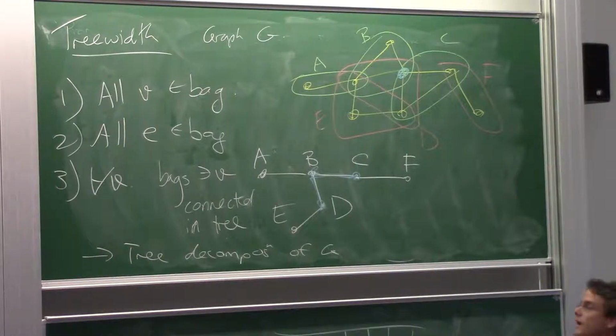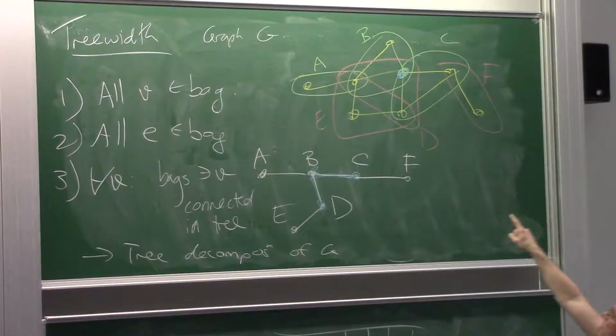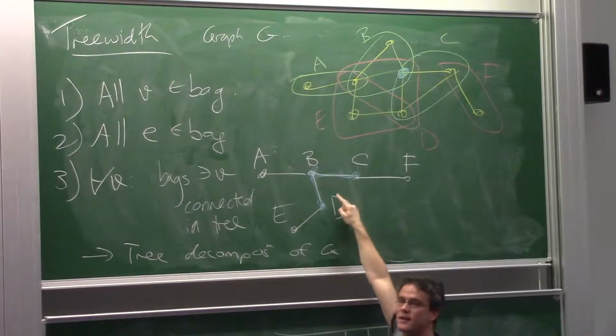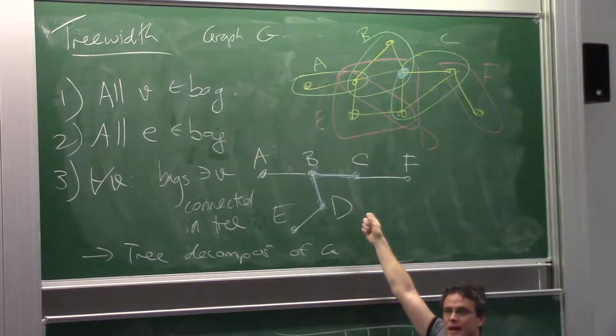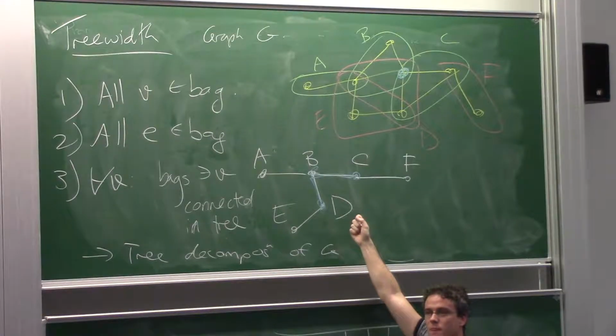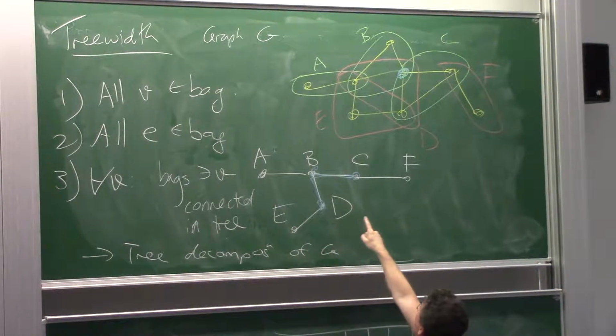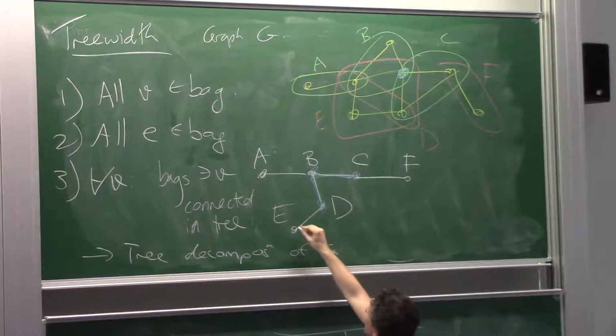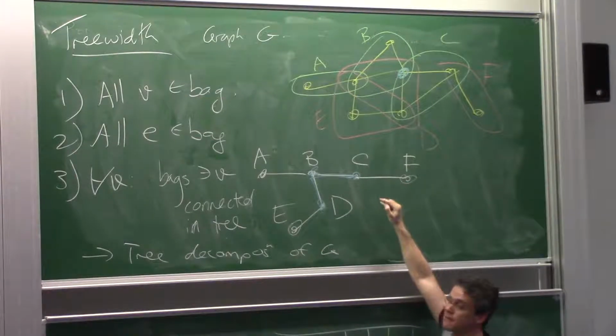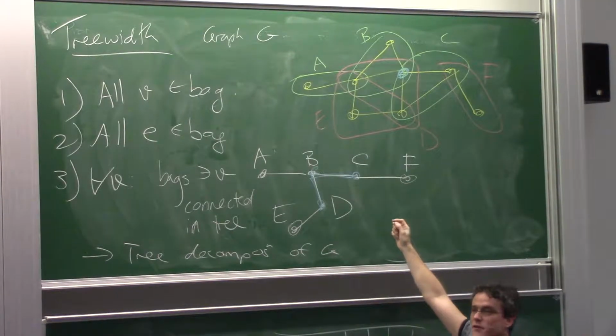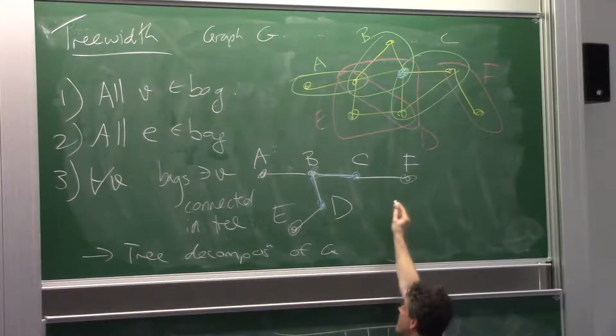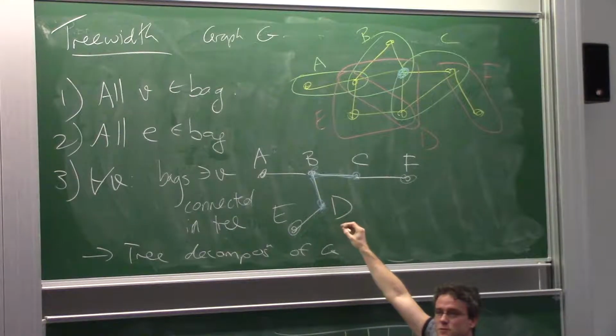What is rule number 3? Rule number 3 says for any vertex in the original graph, you look at all the bags that contain it, and they should give you a subtree, a connected subtree. So you can't have a vertex which appears in bag E and bag F and nothing else. If it appears in bag E and bag F, then it had better appear in bags C, B, and D as well.